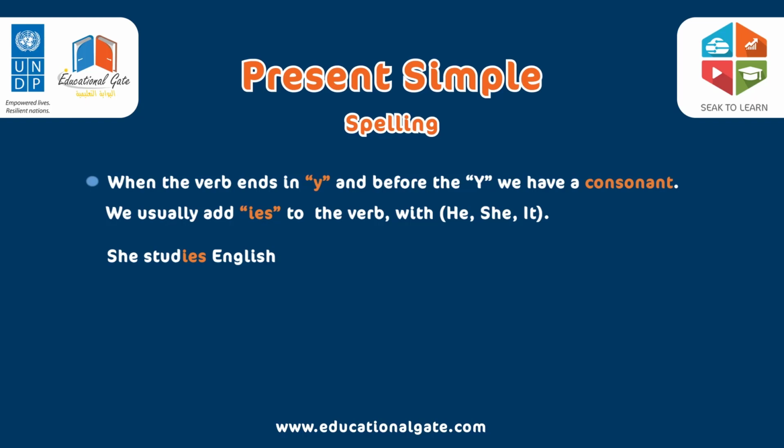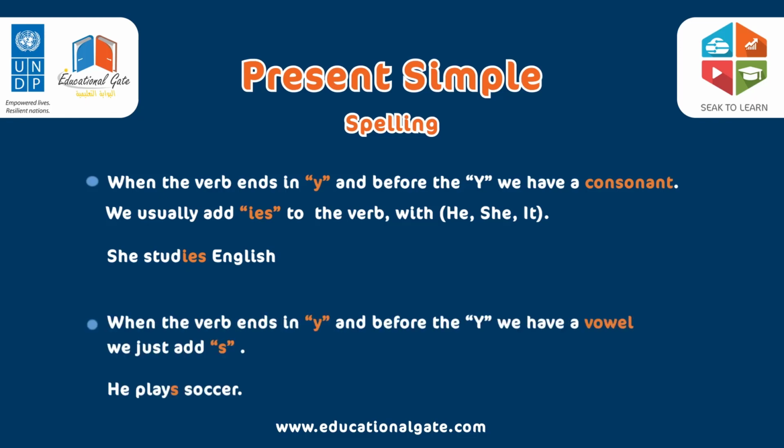Another example is when we have Y, but before the Y we have a vowel. For example, we can say play. Play ends with Y. Before the Y we have A, which is a vowel. In this case we just add S. So if the verb ends with Y, and before it we have a vowel, we just add S to the verb. For example, he plays soccer.